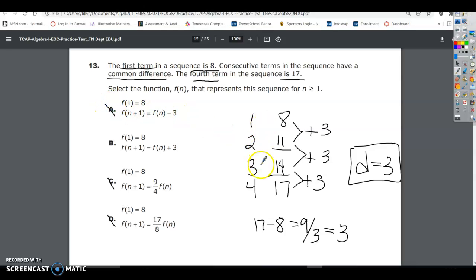So just by looking at the terms we're given, you can determine the common difference. And you can see that B is the only one that could be the correct answer. It gives you a first term of 8. And it says, what is f of n plus 1? So what's the next term? You're going to take whatever term, add 3, and that gives you the next term. So your common difference is 3. So number 13 is B.